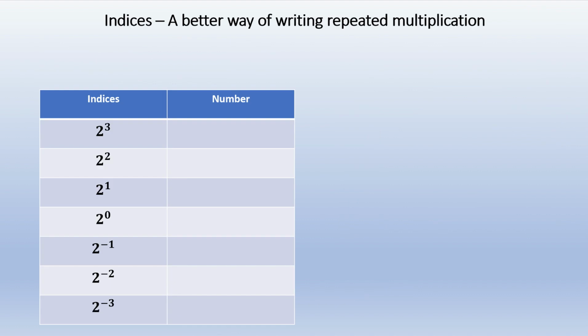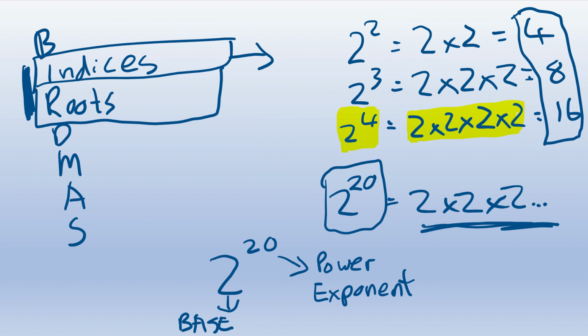Okay, so I've done a table here with 2 to the power of certain numbers. So 2 to the power of 3, I'm going to just do some rough work over here. 2 to the power of 3 is 2 times 2 times 2, and my answer there is going to be 8. 2 to the power of 2 is going to be 2 times 2, which is 4. And those were 2 of the ones that we had a look at literally a minute ago when we were over here, our 2 squared and our 2 cubed.